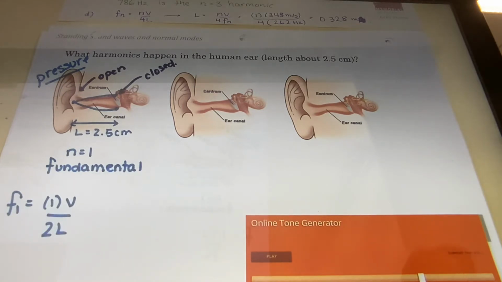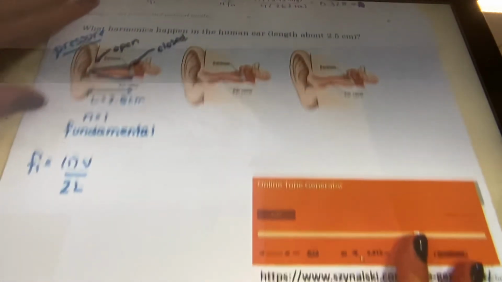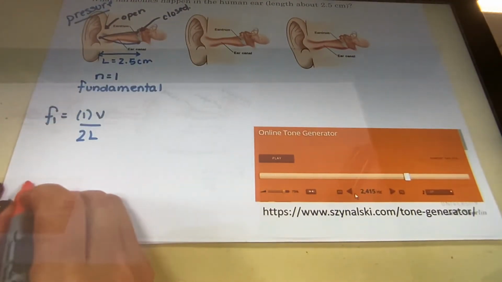Here, we have to be careful about V. You might be tempted to use 343 because that's what you use when there's no temperature given, but there kind of is a temperature given. This is inside your ear canal of a human being. The temperature would be 37 degrees Celsius. Okay, so that's kind of a sneaky way to put temperature in there. So let's calculate our V.